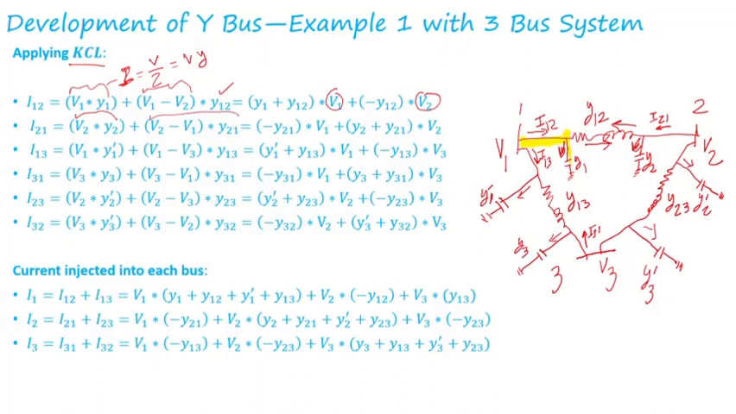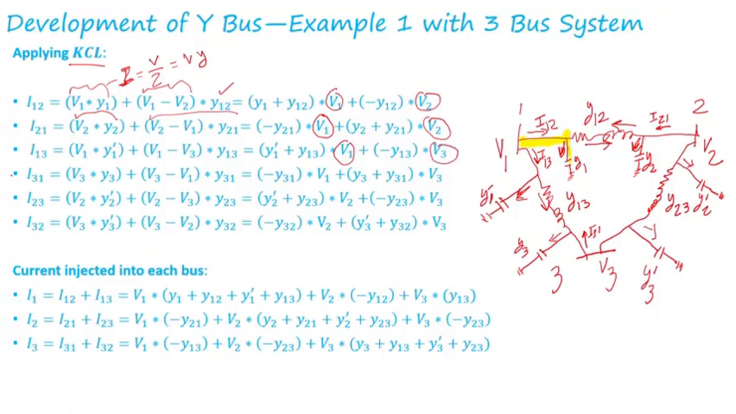That's this current here. Y21 is the same as Y12 because it's the same admittance. So if I rearrange such that I can isolate V1 and V2, I get this formula. Then I do the same thing for I13, the current flowing from bus 1 towards bus 3. Some of it will flow this way, and some of it will flow through Y13.